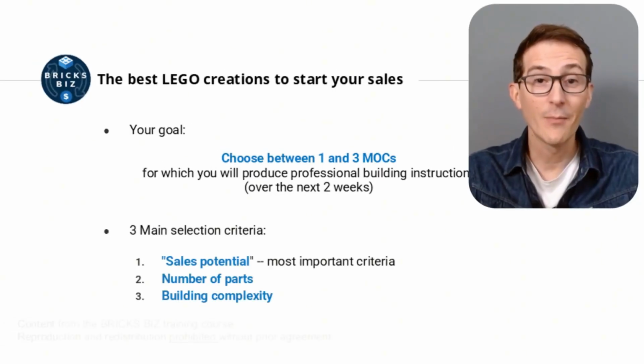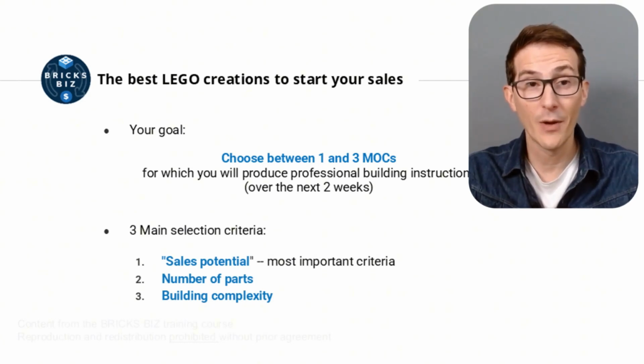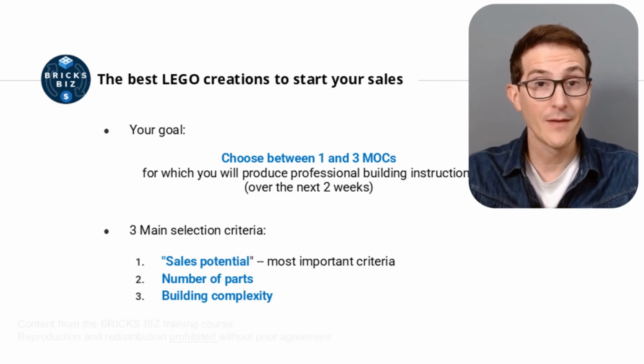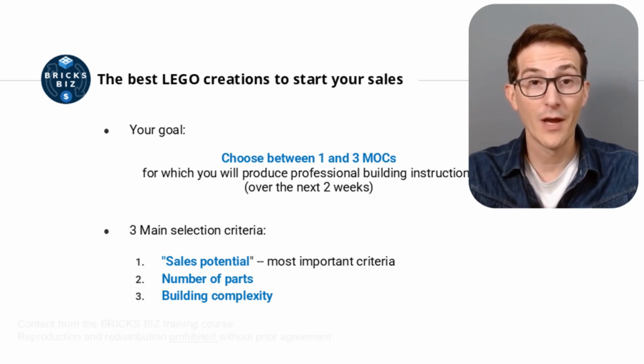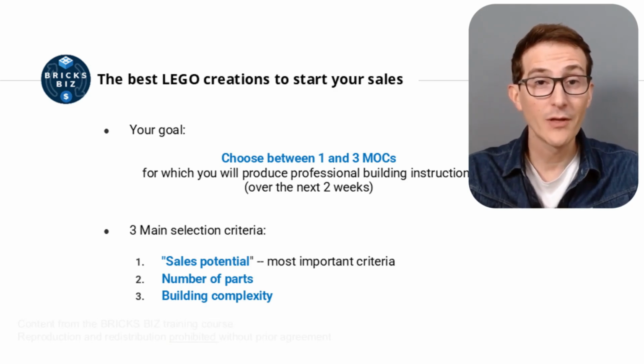First criterion, and by far the most important, is the MOC commercial potential. Our main objective is to sell the fruits of our labor, our building instructions. So we have to choose which of our creations are most likely to appeal to a maximum number of people, and therefore to sell. Please make sure you don't fall into the trap of the crush. I'm sorry to tell you, but your favorite creations don't really matter. What matters is what your audience will prefer.